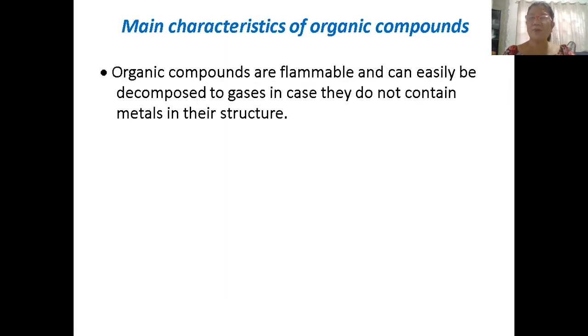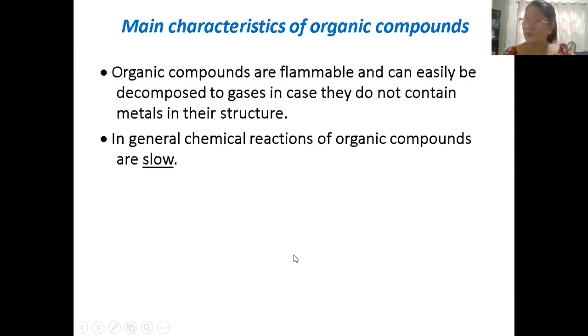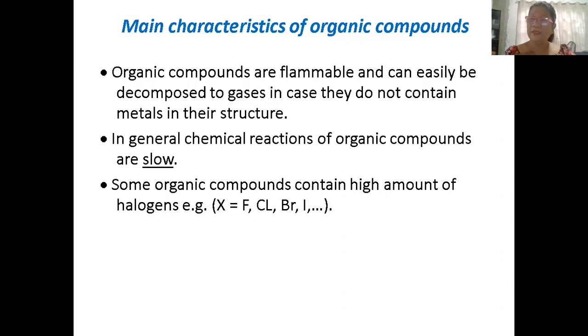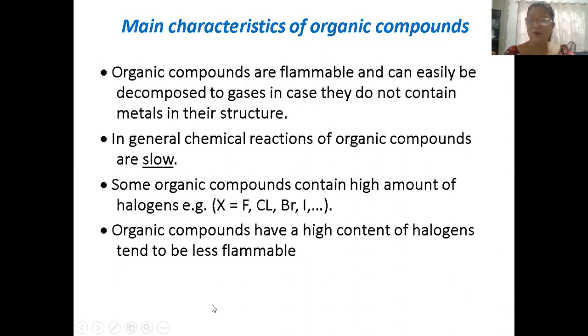What are the main characteristics of organic compounds? First, organic compounds are flammable, which is why fire is not allowed in the laboratory. And they could decompose to gases, in case they do not contain metals in their structure. So organic compounds decompose easily and are flammable. Second, the reaction is very slow. Then, some organic compounds contain a high amount of halogens. Most of these compounds contain chlorine, bromine, and iodine. They are halogens. Organic compounds that have a high content of halogens tend to be less flammable.